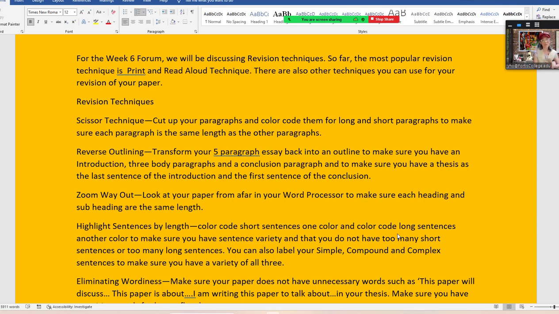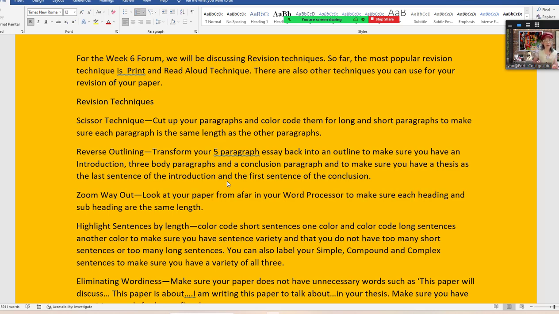So revision means that you're checking for the whole essay structure. So there are 2 steps to looking over your paper. First, you want to make sure that your essay structure is sound. So that's known as the revision technique. And so within the revision technique, you have the scissor technique. In the scissor technique, you cut up your paragraphs and color code them for long and short paragraphs. So one color would be for long paragraphs, one color would be for short paragraphs, and in this way, you make sure that each paragraph is the same length as the other paragraph.